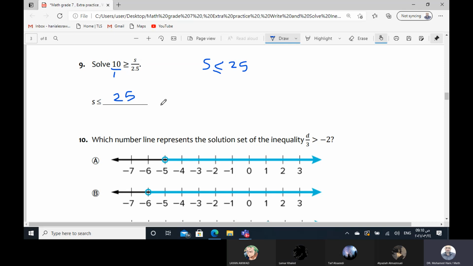For an easy way, mentally, which number divided by 2.5 equals 10? It will be 25. So the value of s will be what? It will be 25. But here s, as you see, is less than or equal. So we can write s less than or equal to 25. Or we can write it like this, s less than 25.